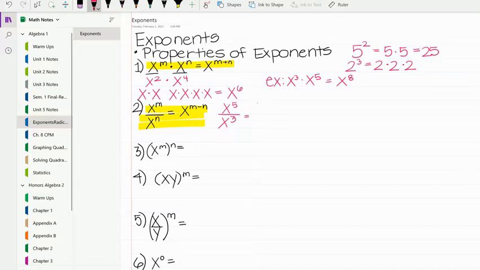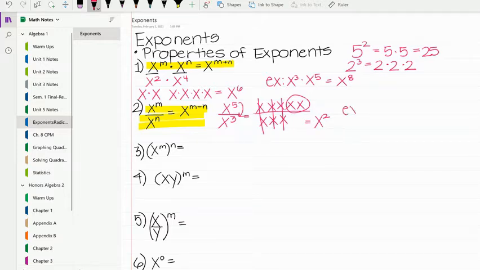In that case, I have 5 x's, 1, 2, 3, 4, 5, and on the bottom, I have 3 x's. Now, because there are x's on the top and the bottom, I can cancel, cancel, and cancel. So I'm left with just 2 x's, or I can write x squared. An easier way of doing that would have been to just do 5 minus 3, like the property says.